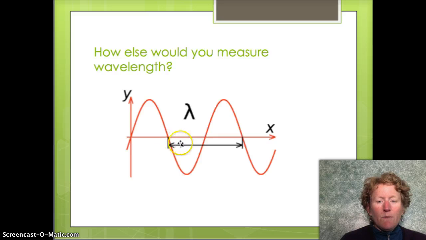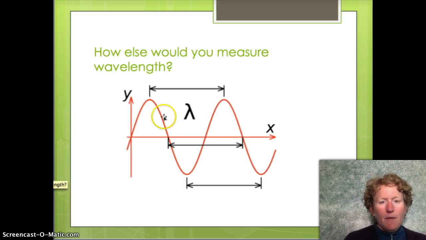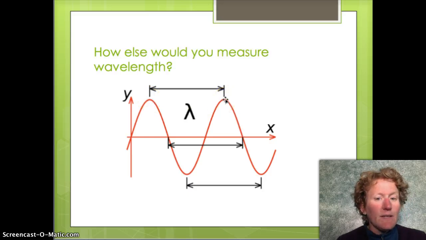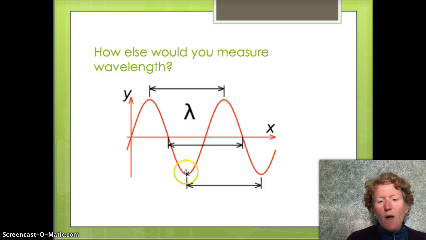Here's one way to measure wavelength. You go through the middle 3 times. Think about some other ways you would be able to measure wavelength there. You can go from the very top to the very bottom, or crest to crest, or you can go from trough to trough. That's the very bottom to the very bottom.